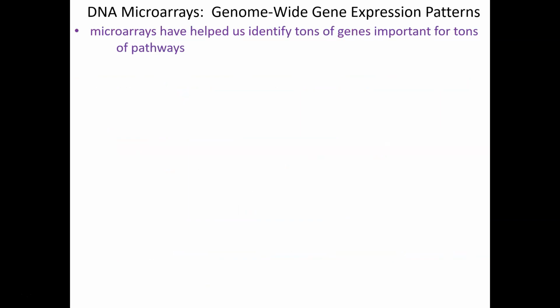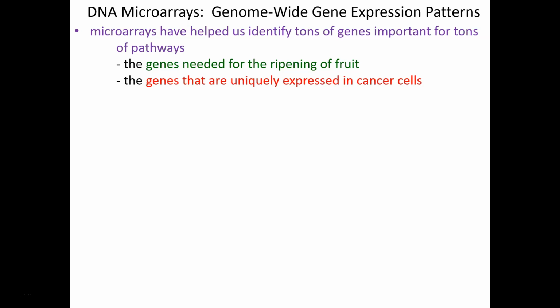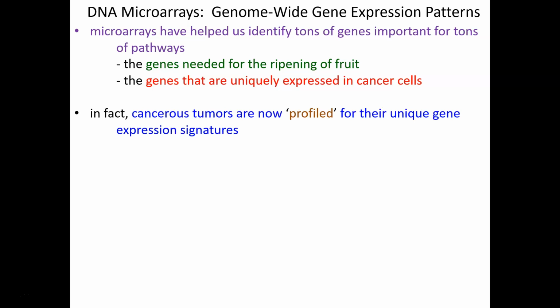Microarrays have helped us identify truly tons of genes important for so many different things. For example, genes that are needed for the ripening of fruit were identified through microarrays. Not surprisingly, genes that are needed for cancer protection or progression, same thing, using the same kind of experimental approach that we just described. In fact, cancerous tumors are now profiled individually for their unique gene expression signatures.